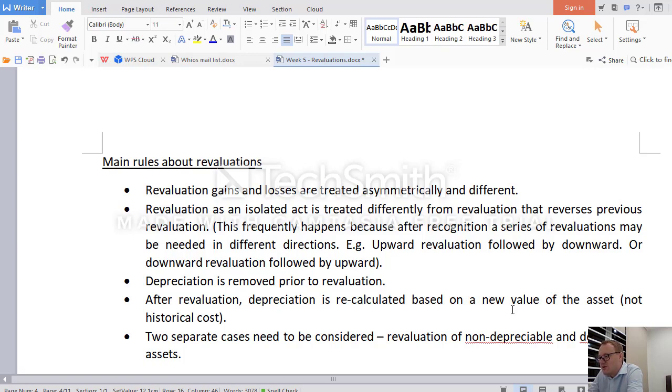So if the asset has a 10-year life, initially you depreciated using these 10 years. However, if after 4 years you revalue the asset, then after revaluation, you need to depreciate the asset. But how many years will now be left? 6 years. Because 4 years passed already and 6 left. So your new depreciation estimates would be based not on 10 years, but on 6 years remaining. Okay.